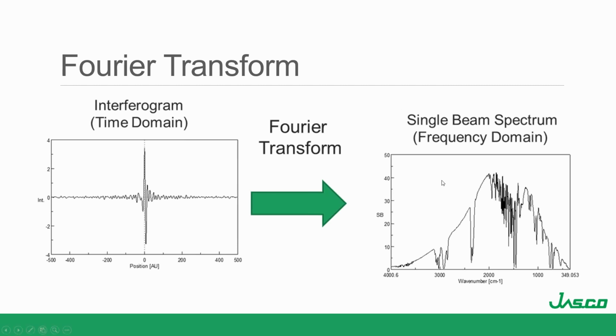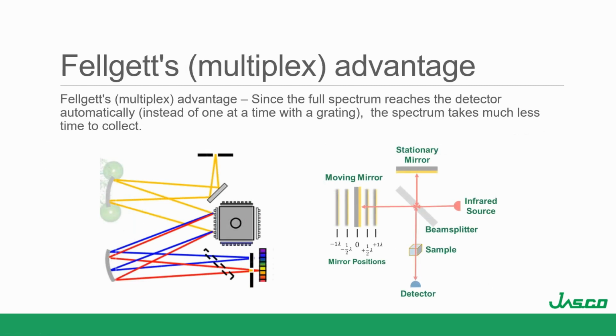So it uses the Fourier transform, and it converts it to single beam spectra in the frequency domain. Some of the advantages over the grating spectrometers: there's the Fellgett advantage. Since the light is being hit one wavelength at a time, you have to wait for the entire rotation of this grating to get a spectra. So it takes a lot more time to collect the spectra with a grating-based instrument than with this one, where it's pretty close to instantaneous.